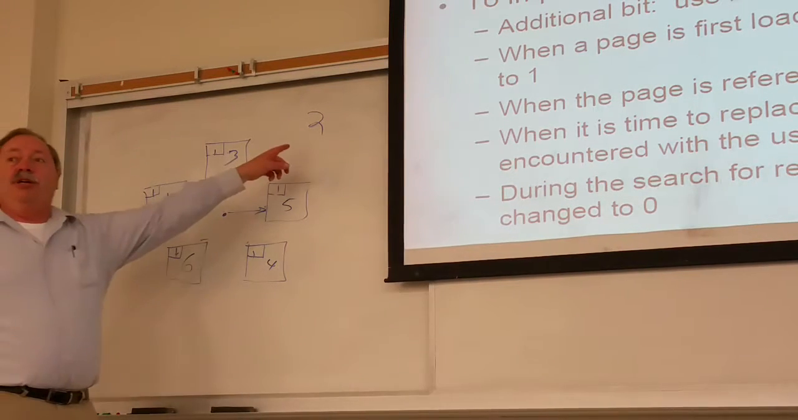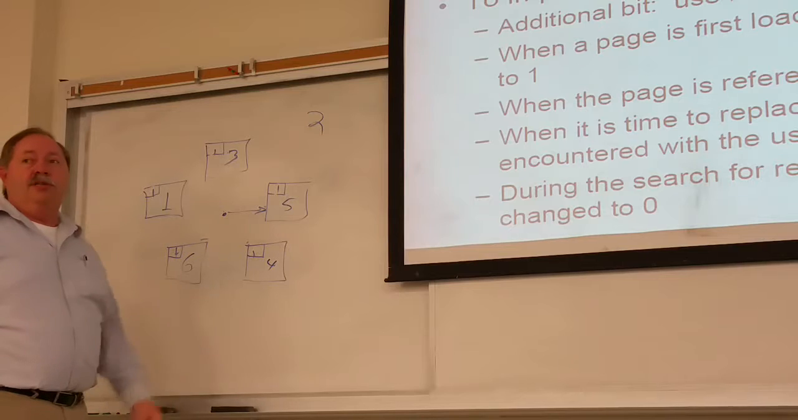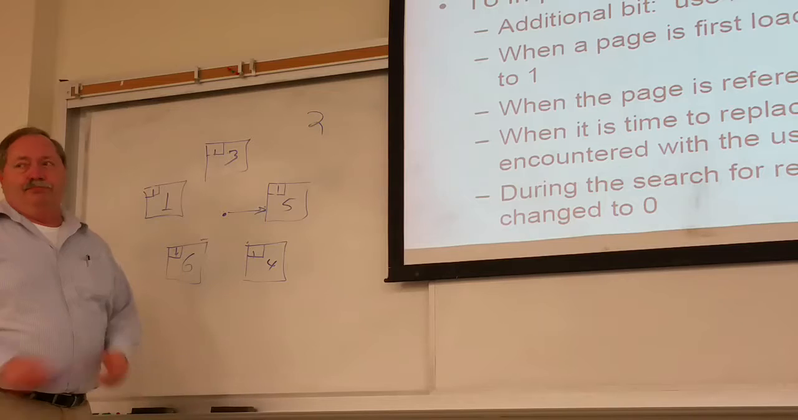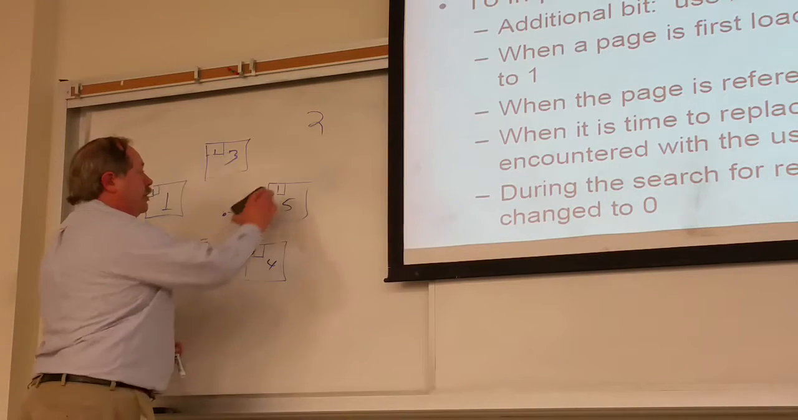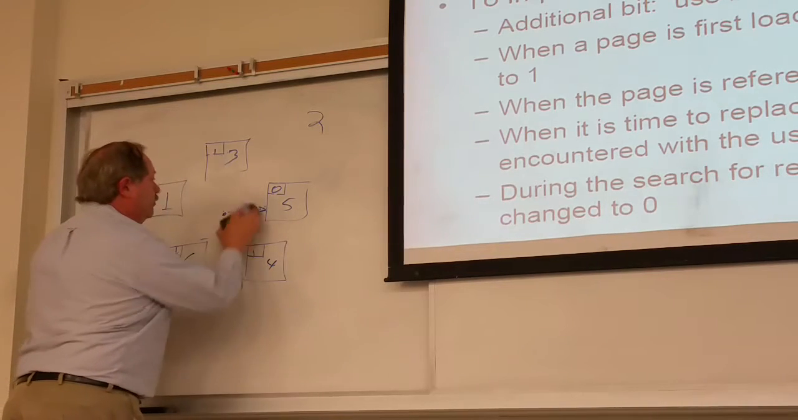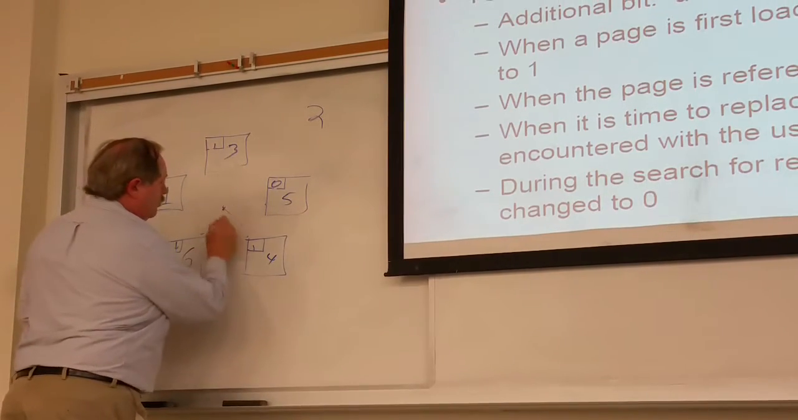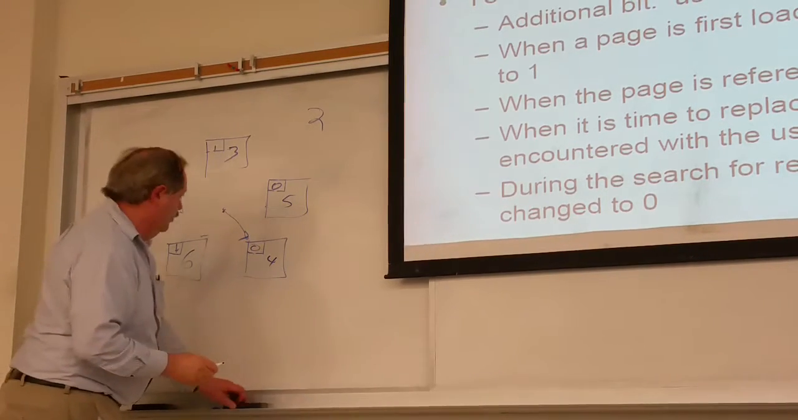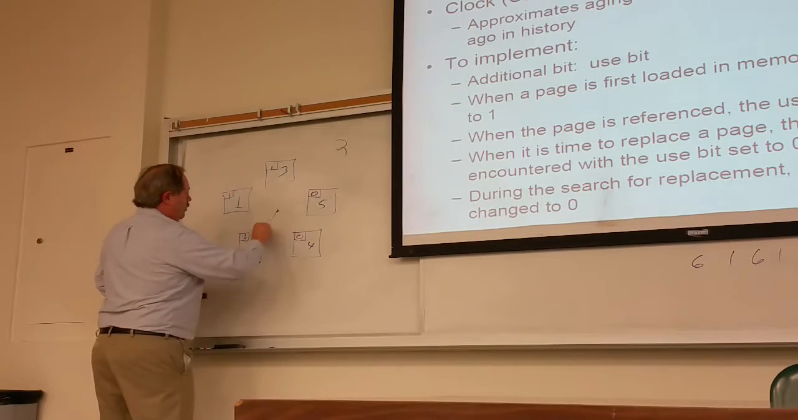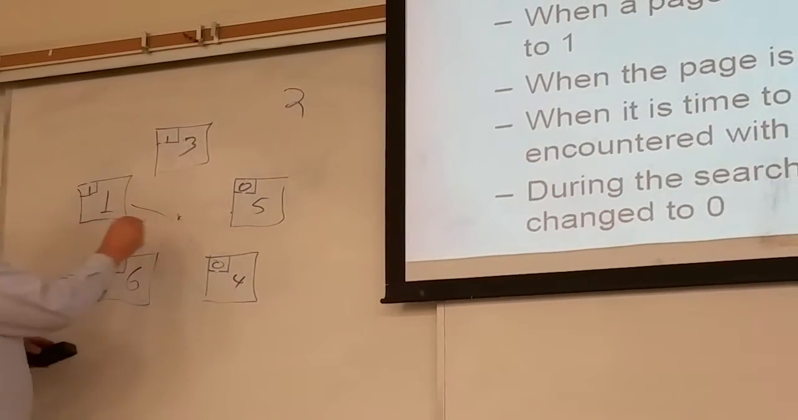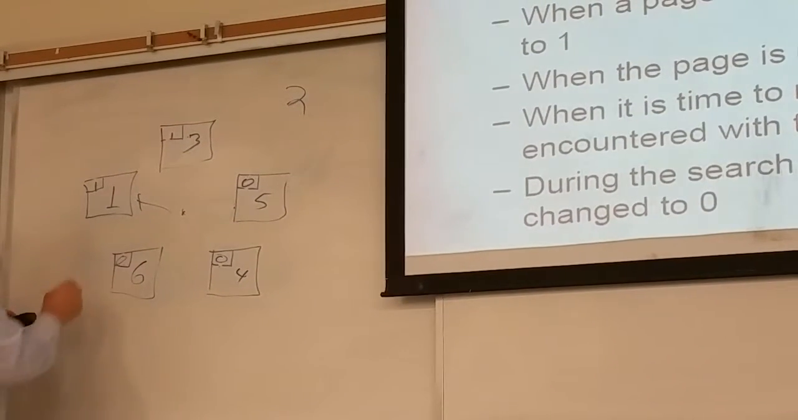But now we've got an interesting situation, right? I need 2. 2 isn't in here. My use bit is 1. So what I do is I age it. I set the use bit to 0, and I increment the pointer. Use bit is 1. I set it to 0, I increment the pointer. Use bit is 1. I set it to 0, I increment the pointer. It's pretty exciting, isn't it? Yeah. Use bit is set to 1. It gets much more interesting here real soon.